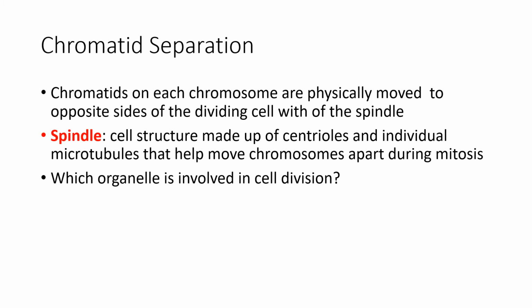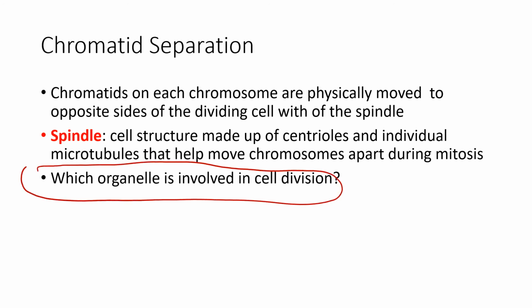Alrighty, so chromatid separation. So chromatids on each of the chromosomes are physically moved to opposite sides of the dividing cell with the help of a spindle. A spindle is a cell structure made up of centrioles and individual microtubules that help move chromosomes apart during mitosis. So, which organelle is involved in cell division? One of y'all described this perfectly when we had our jigsaw activity with the parts of a cell. So cell division is centrioles. That is the organelle that's involved with that.